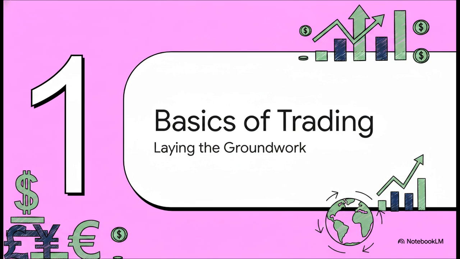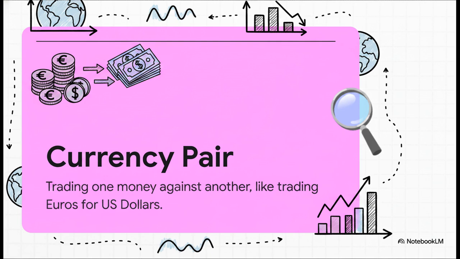Section 1. The basics of trading. Laying the groundwork. Okay, so in Forex, you're always dealing with a currency pair. And that simply means you're trading one money against another. That's it. Whenever you see a ticker, like the classic Euro/USD, you are basically saying, hey, I want to trade my euros for US dollars. You're just swapping one economy's currency for another's. That is the entire foundation of the market.